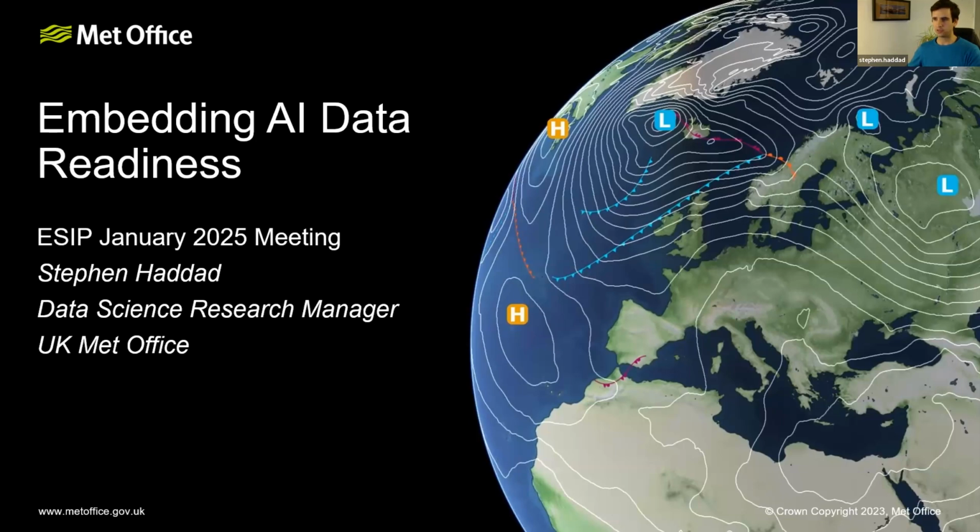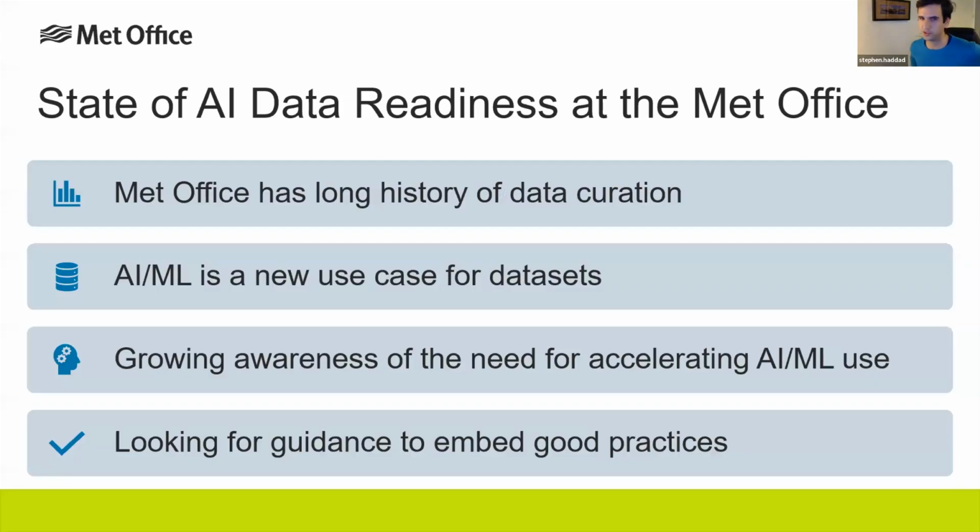So I guess a good starting point is what's the context, the state of data readiness at the Met Office. Like a lot of our organizations, we have a long history of data curation for a variety of uses, the varieties of sorts, model data, observation data of many sorts. And what's really new about this is that AI/ML is a new use case for these data sets. So it's trying to understand what's different about that, and that's the journey we're all on in this group.